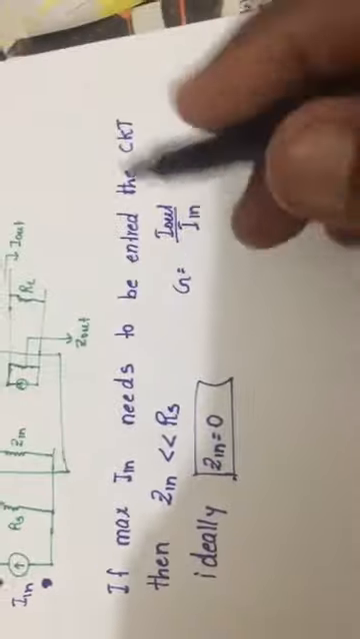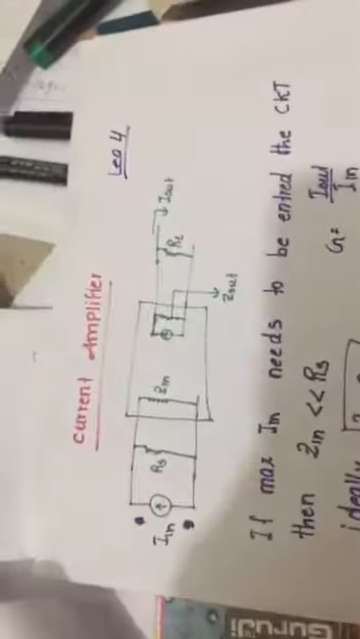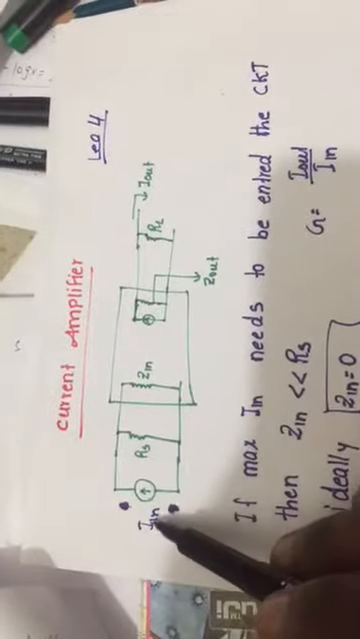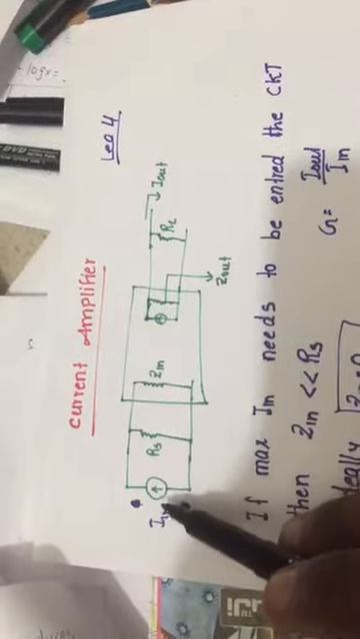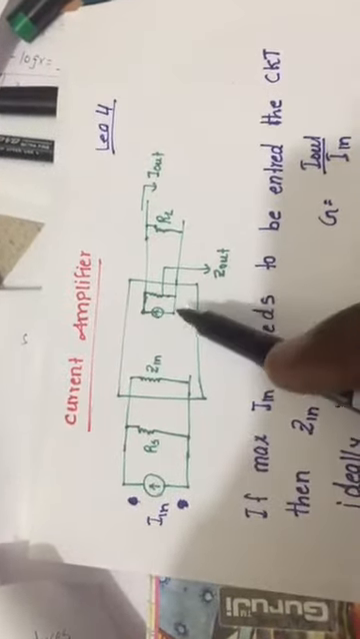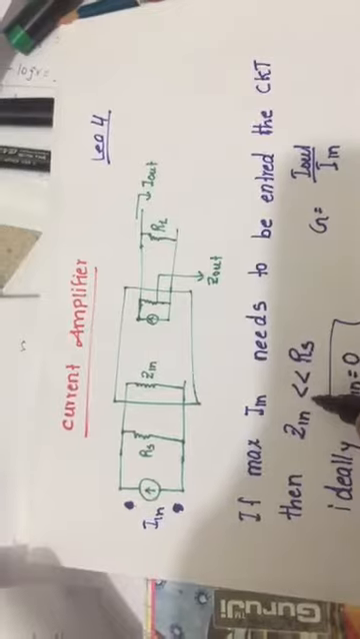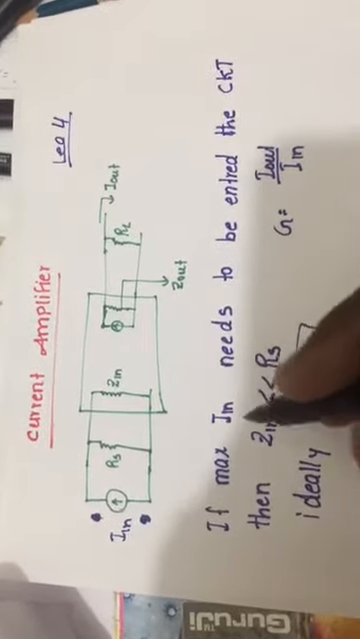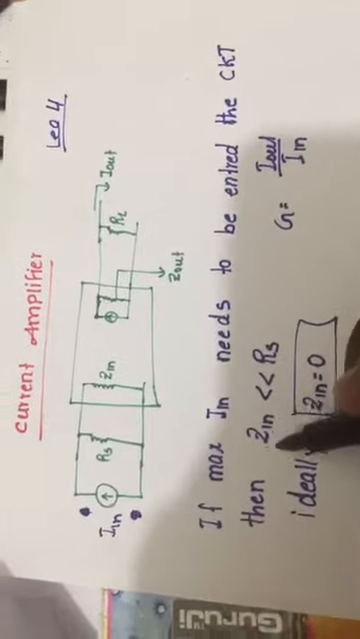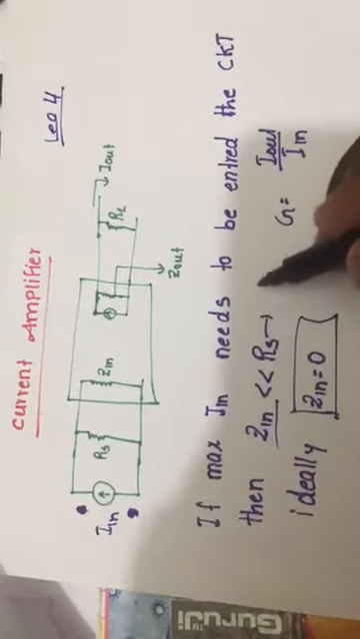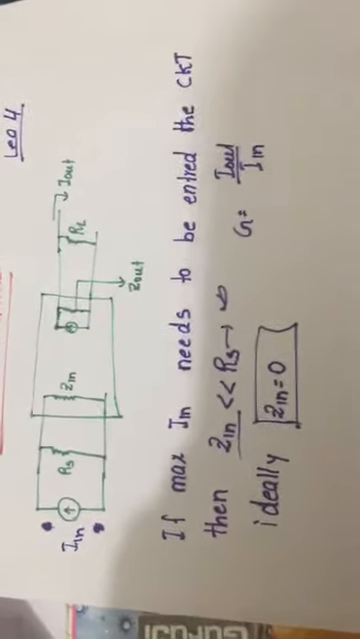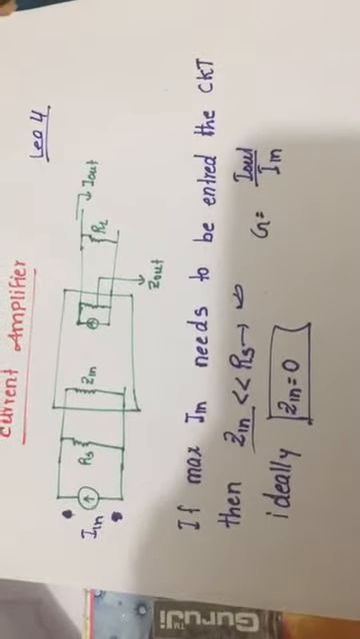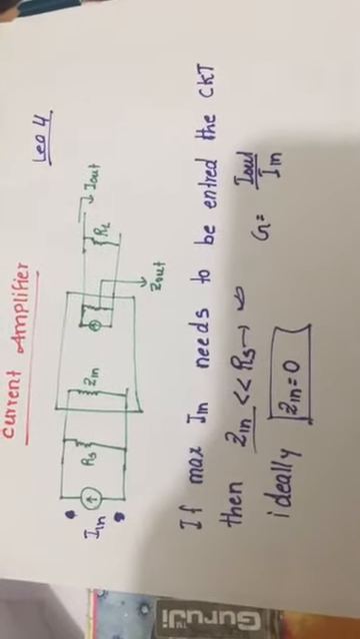So there is the gain, and in the next point, if we need to get the maximum I input to enter our circuit, then Z input should be less than RS. Ideally Z input should be 0 and RS should be infinite, but we don't need to discuss RS. What we need is only Z input, Z output, and gain.